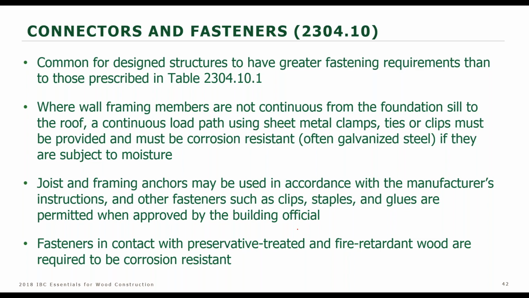And you have some provisions in there that would allow the use of manufactured components based on the manufacturer's instructions about them. And other miscellaneous provisions, these are just examples, such as fasteners that are used with pressure preserved treated wood have to be corrosion resistant. You'll find these kinds of provisions in 2304. I didn't mention 2303, but in there you'll see all the product standards listed for individual wood products.